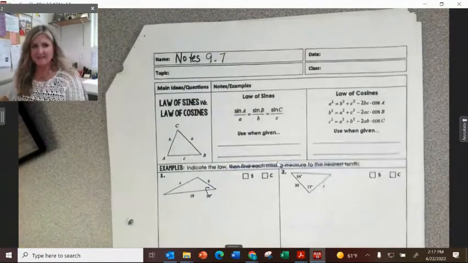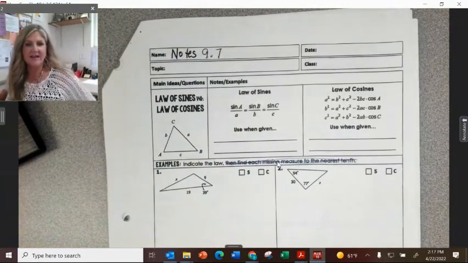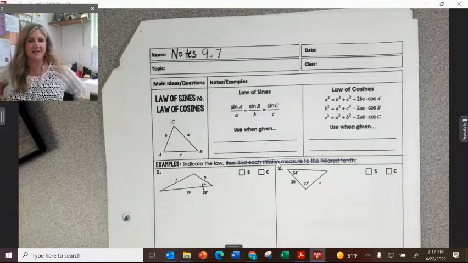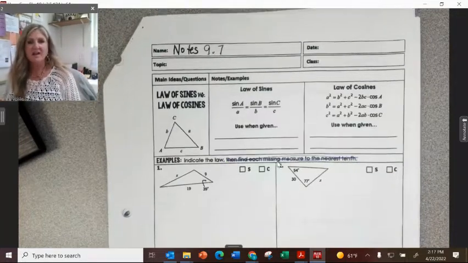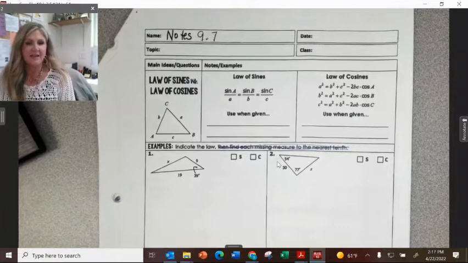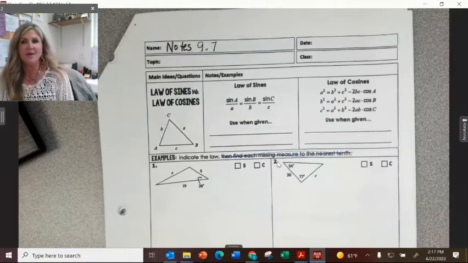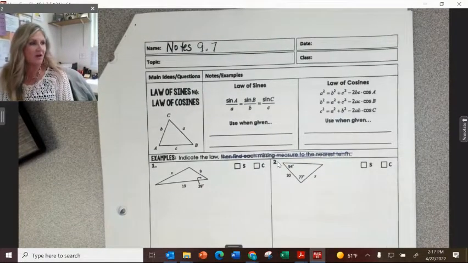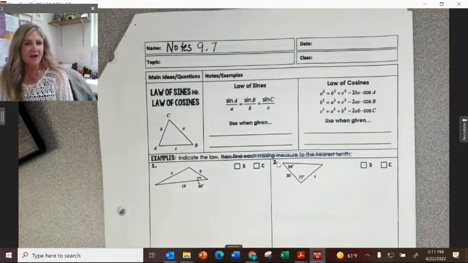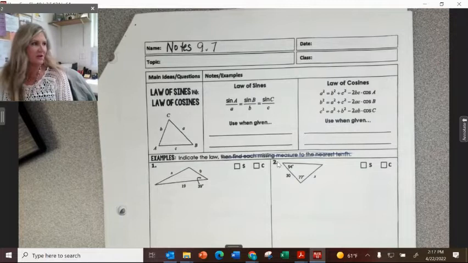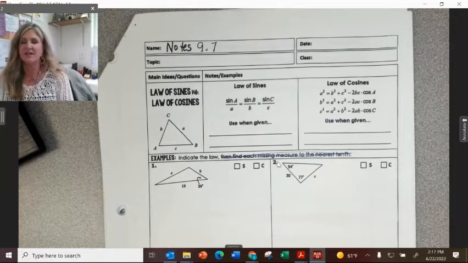All right, guys. So today we are looking at our notes for section 9.7. What we're going to look at today is we're going to try to figure out when it is that we should use the law of sines versus the law of cosines. Up to now, we've always been told, hey, use the law of sines on this, use the law of cosines. But what about if they don't tell us? How are we going to know?